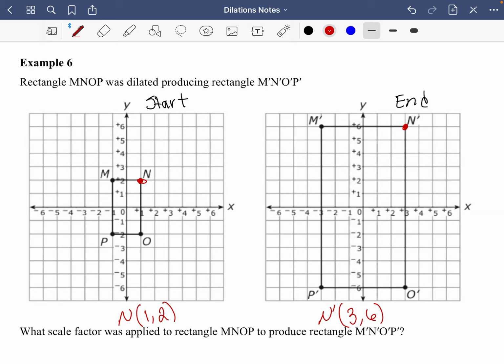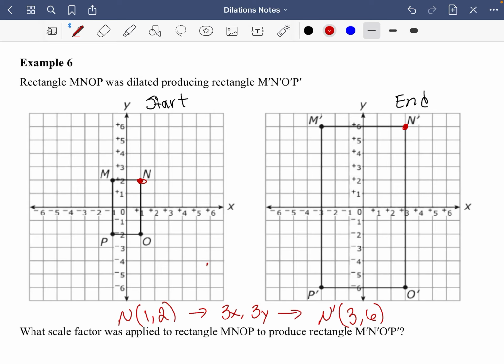So if we think about it, using our multiplication, 2 times what will give me 6? And 1 times what will give me 3? So 2 times 3 will give me 6. And 3 times 1 will give me 3. So that means what I have is if I take both of those numbers for 1, 2, and multiply them by 3, it's going to give me the point for my image.